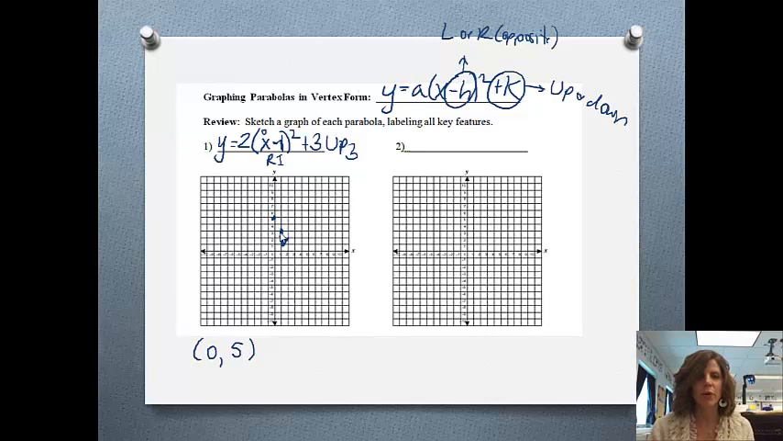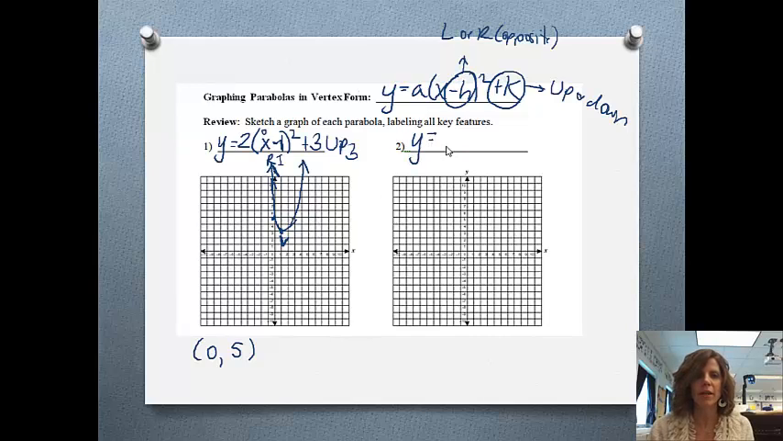Okay, we're going to start at the vertex. We know that the quadratic function will have a U shape, so I'm going to start at the vertex and try to make a nice smooth curve that goes through that point. And then what we're going to do is just mirror that on the other side, just like what we do with absolute values. So that's what that parabola would look like. All right, let's try another one.